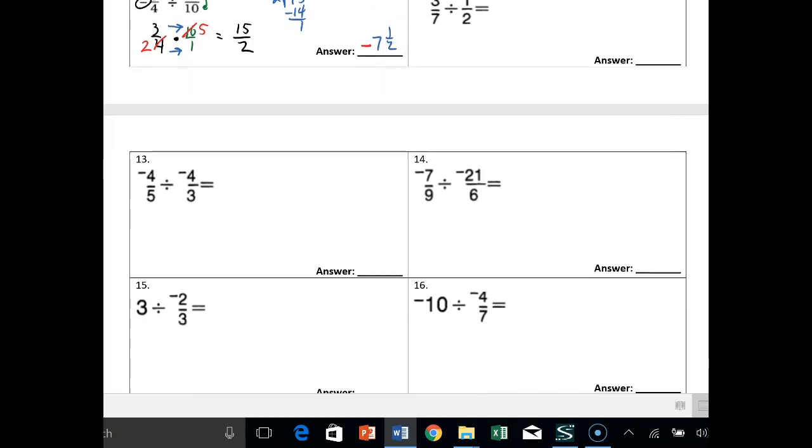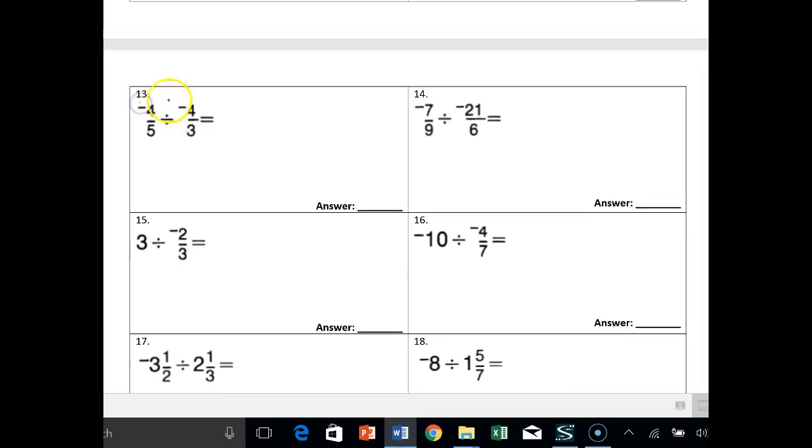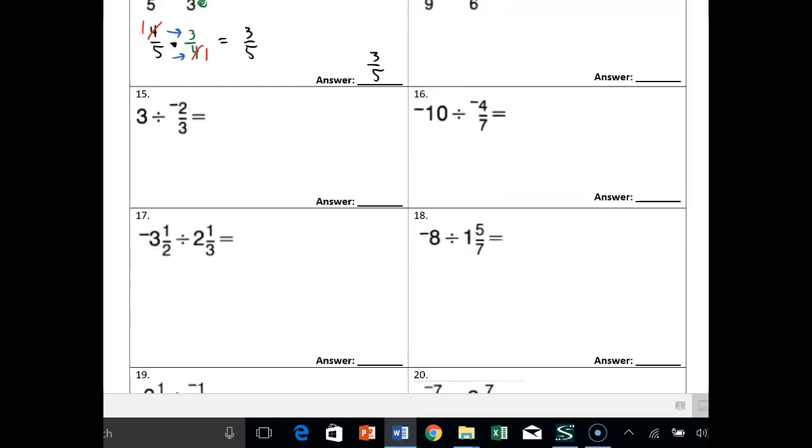All right, let's look at 13. Notice I have same signs, 2 negatives. So my answer is going to be positive, so I don't have to worry about putting a negative in my answer. Gotta flip the second fraction before I look to cross cancel. So I have 4 over 5 times 3 over 4. I can go ahead and cross cancel the 4s. They both become 1, right? And I multiply straight across. And beautifully, I do not have to change to a mixed number this time. Again, it was positive because I had 2 negatives. So positive 3/5.